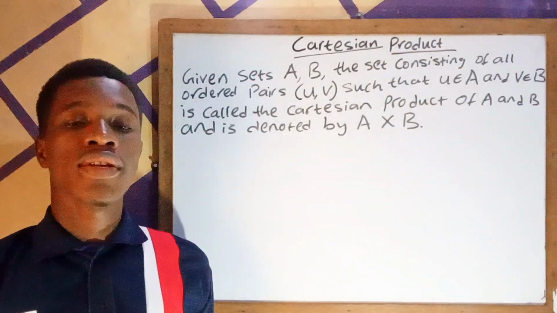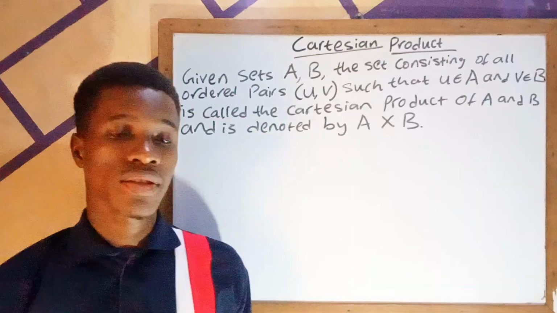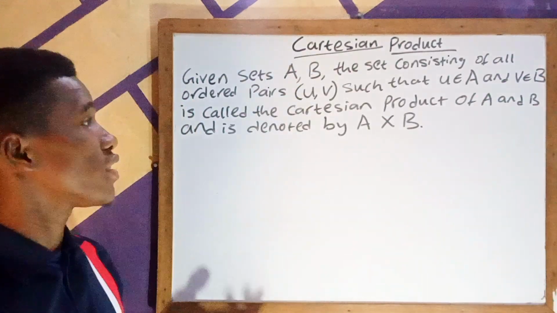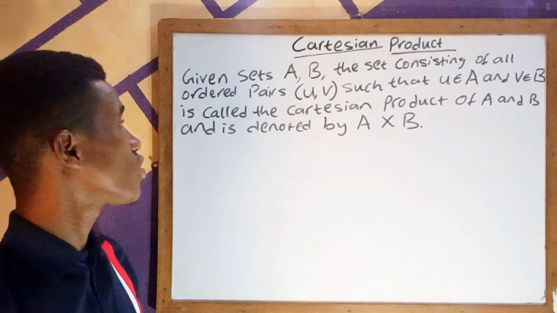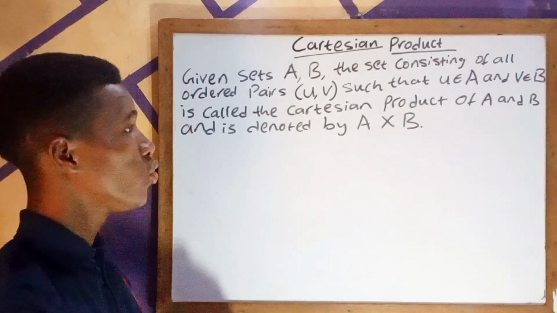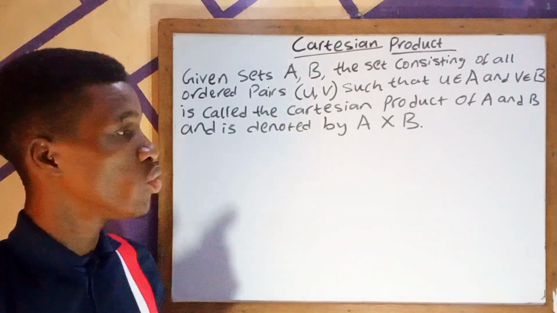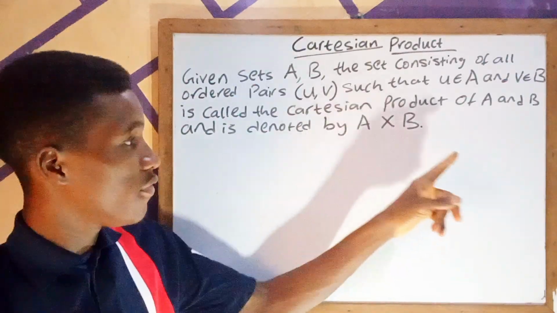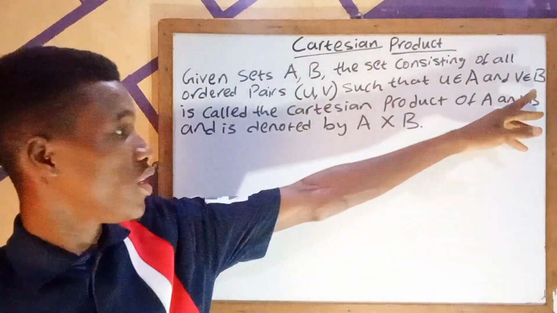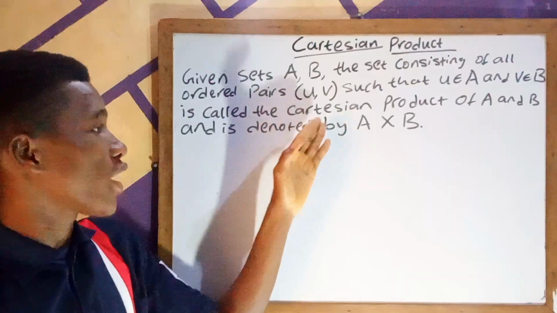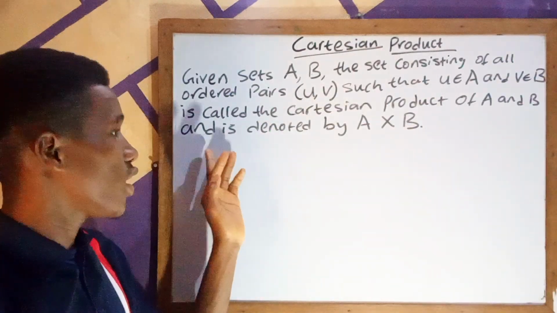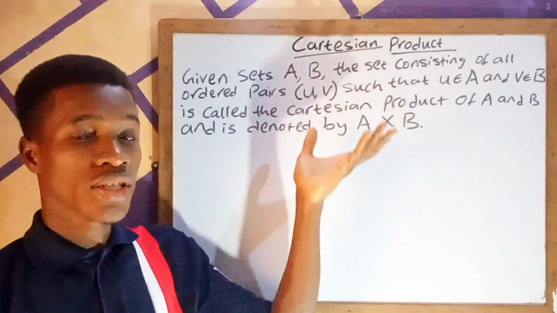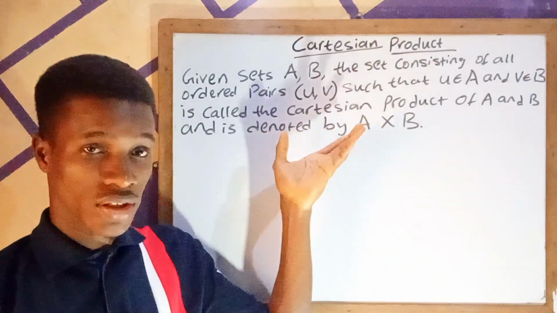So now we proceed to a very important application of the ordered pair, which we call the Cartesian product. Here we see that given sets A and B, the set consisting of all the ordered pairs (U, V), such that U is an element of A, that means trying to specify the order now, and V is an element of B, is called the Cartesian product of A and B, and is denoted by A cross B. So this is the Cartesian product definition.